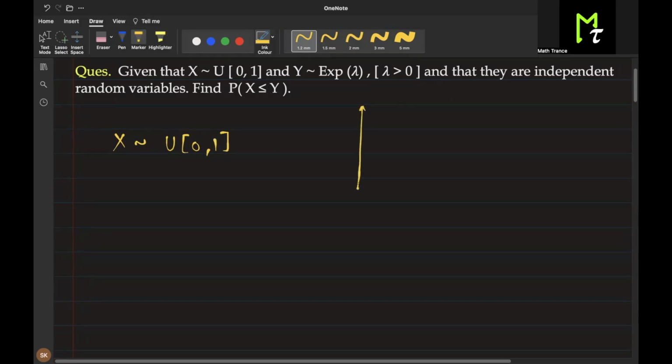So we'll first sketch the graph. So x, fx of x. Uniform means a constant value. And the range is 0 to 1. Now we know that this area should be equal to 1. So therefore this height must be equal to 1.